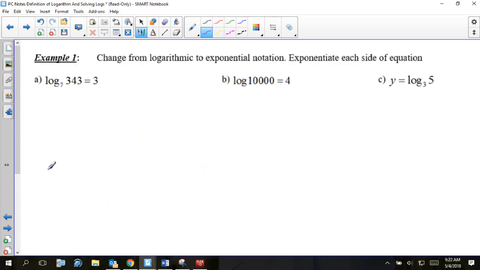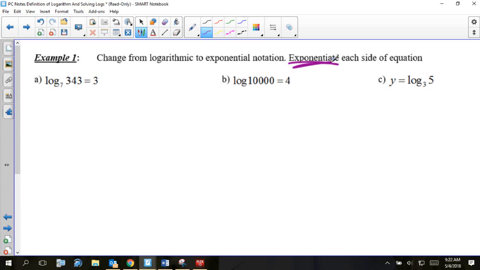All right. If you're asked to go from logarithmic to exponential form, or if you're going from exponential form to logarithmic, we're going to treat it like an equation and do things with both sides. So here this says to exponentiate each side of the equation. When I have log base 7 of 343 equals 3, this is an equation. There's no variables to solve for. All we're asked to do is rewrite it in a different form.